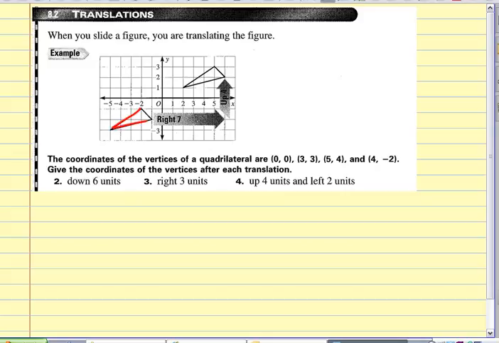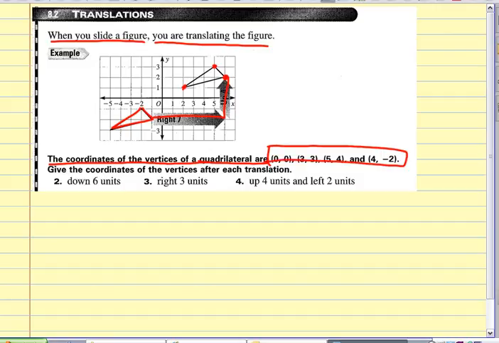This figure slid to the right 7 units and then up 4 units. When you slide a figure, you are translating the figure. Okay, so we've translated it 7 units to the right and 4 units up. Now, this statement says the coordinates of the vertices, that's the corners, like this, this, and this. The coordinates of the vertices of a quadrilateral are these 4 points. These are the points on the quadrilateral.